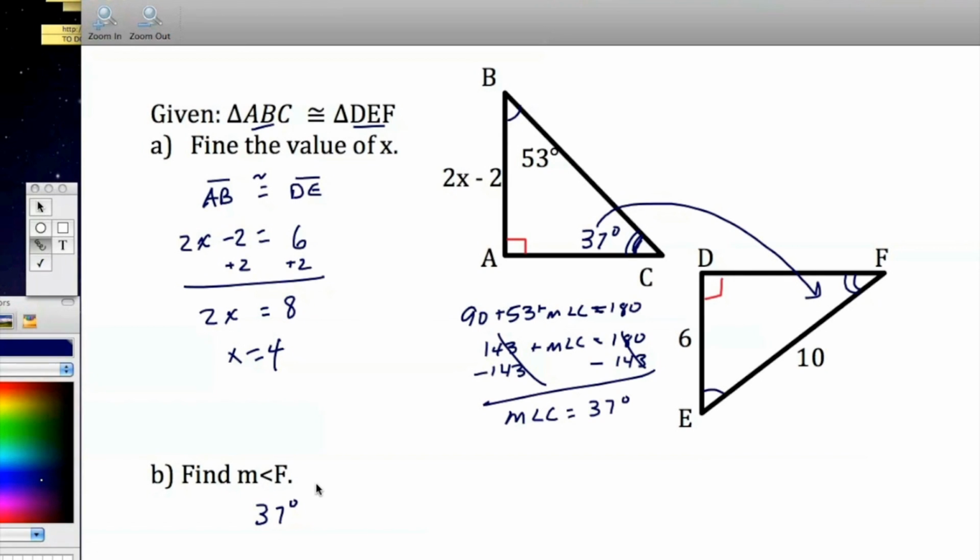Okay, so that's the basics of using these corresponding parts to find out the measures of angles and to find out values of x. That's it for right now, guys. I've got a second piece of this video that's going to be a little proof, and you can watch that one on your own, but this is the basics.